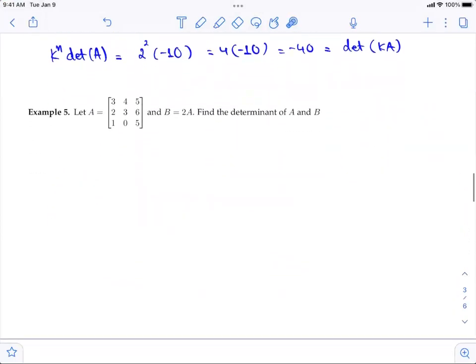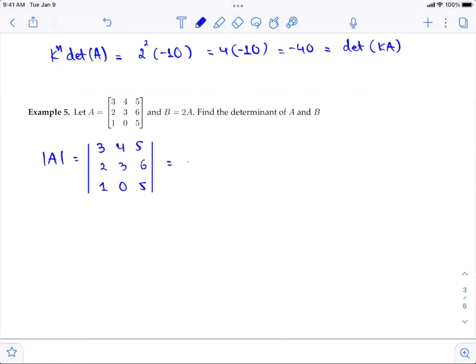In the next example, we're going to move on to a 3 by 3 matrix. We're going to find the determinant of A and the determinant of B, where B is a constant multiple of A, or B is equal to 2 times A. So the determinant of A is going to be 3, 4, 5, 2, 3, 6, 1, 0, 5. I'm going to choose the last row to work with because I have a 0 in the last row, which makes my calculations a lot easier.